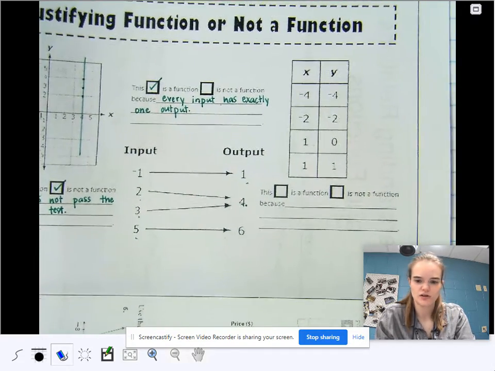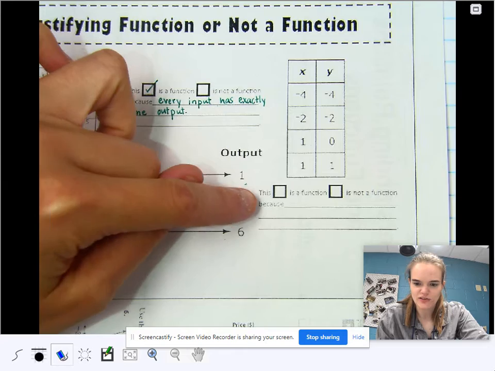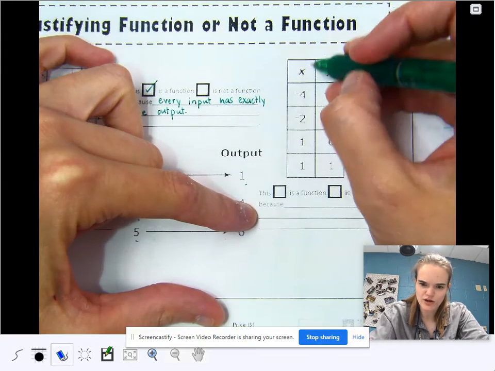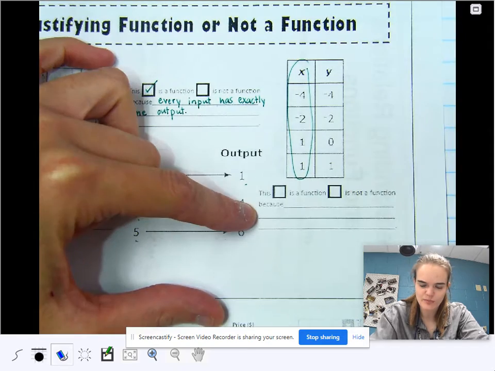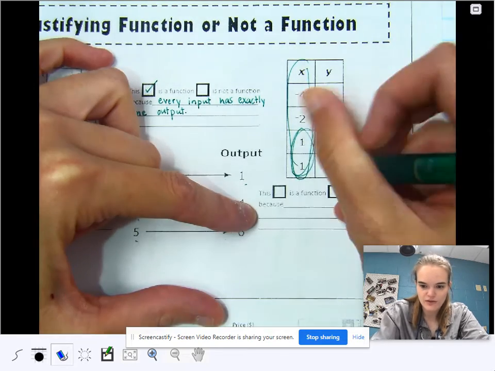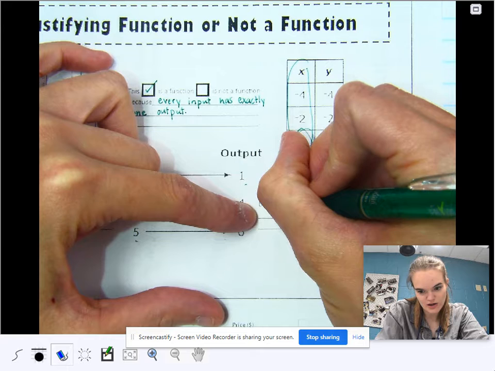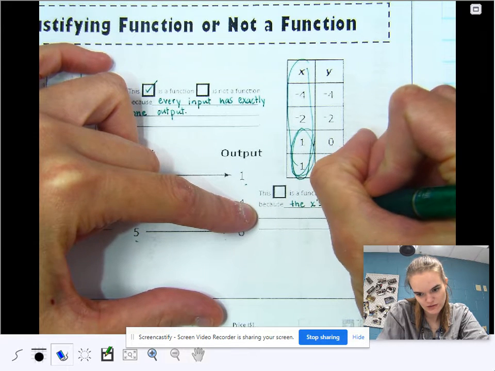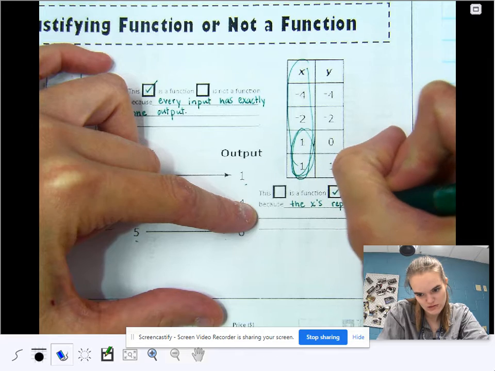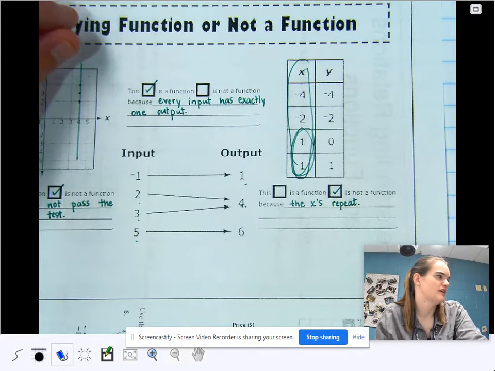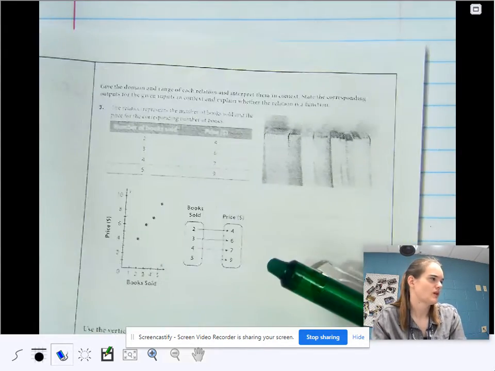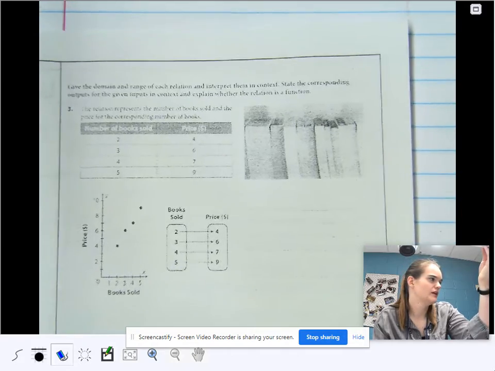All right, and third, we have to decide, is this a function or not, and why? So look at our x's. Do we have any repeaters? Oh, we do. This is not a function because the x's repeat. All right, let's do a couple more examples. Some of this is a review from yesterday.